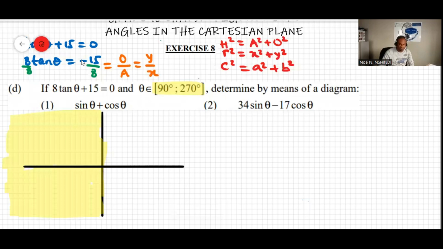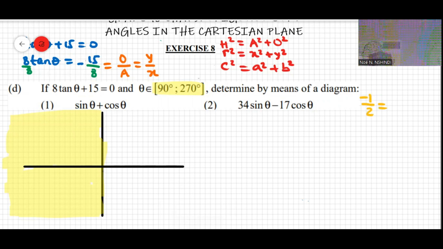Be careful with this negative sign. It is not just on the 15, it is actually on the fraction line, okay? A fraction is negative if either the numerator or the denominator is negative. Let me just show you here. If I have negative 1 over 2, this is the same thing as 1 over negative 2, and this is the same as negative a half.